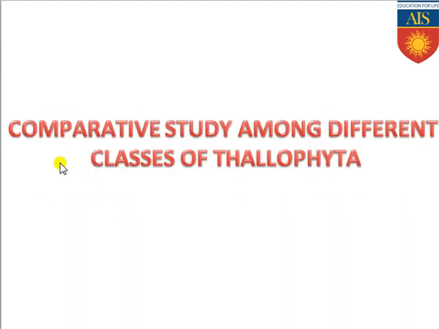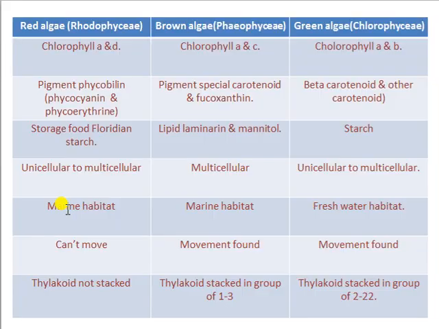Next, the comparative study among different classes of Thallophyta. Here you can see the comparative study of the different classes of Thallophyta. The first one is red algae, the second is brown algae, and the third is green algae.